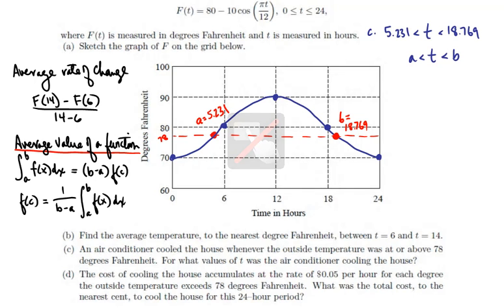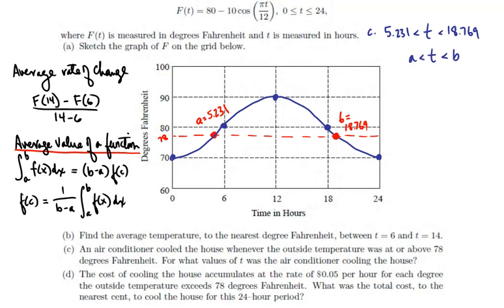So in this video we're going to go into part D of this first problem. It says the cost of cooling the house accumulates at the rate of 5 cents per hour for each degree that the outside temperature exceeds 78 degrees Fahrenheit. What was the total cost to the nearest cent to cool the house for this 24-hour period?